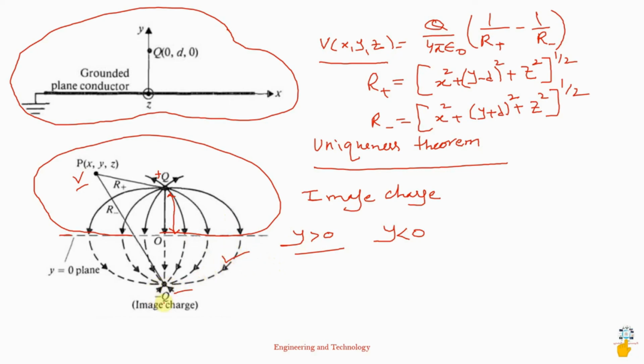This image charge should not lie in the same region where we are going to find the electric potential. If we have the value of the potential from this formula, E is equal to minus del V, we can easily find the electric field intensity. So this is a very simple method to find the electric field intensity and electric potential.